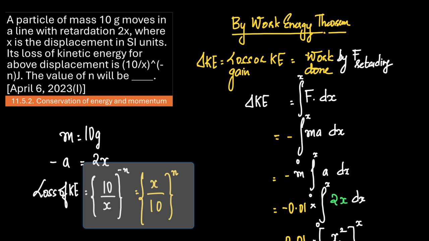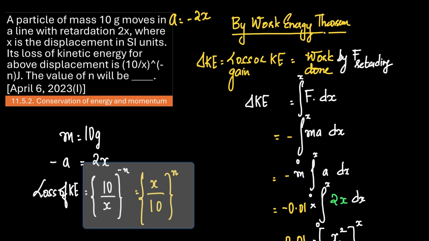So it's given to us that retardation is 2x. Now, when we say retardation is 2x, it means that acceleration is equal to minus 2x. So, to have acceleration equal to minus 2x, I have written it as minus a is equal to 2x in both cases. Now, I'm not going to use the vector approach here, but let us focus only on the scalar approach. Why? Because kinetic energy is scalar. Work done is scalar, not vector. So we're not going to the vector approach. So we have minus a is equal to 2x.